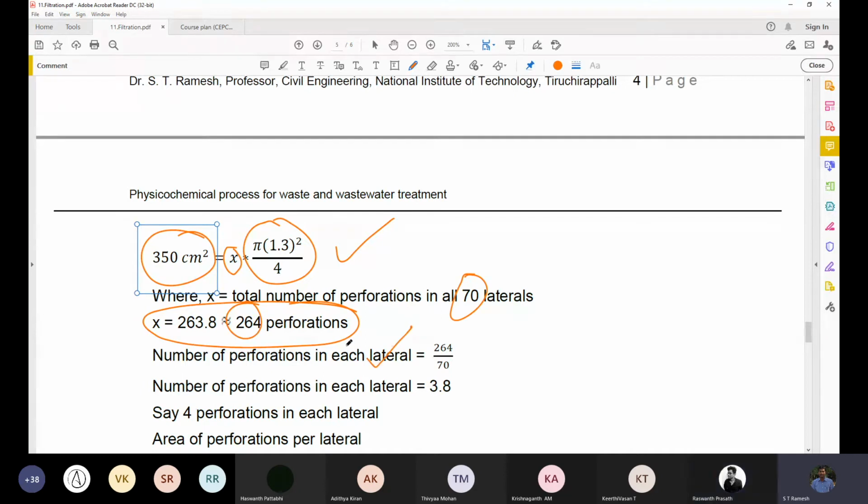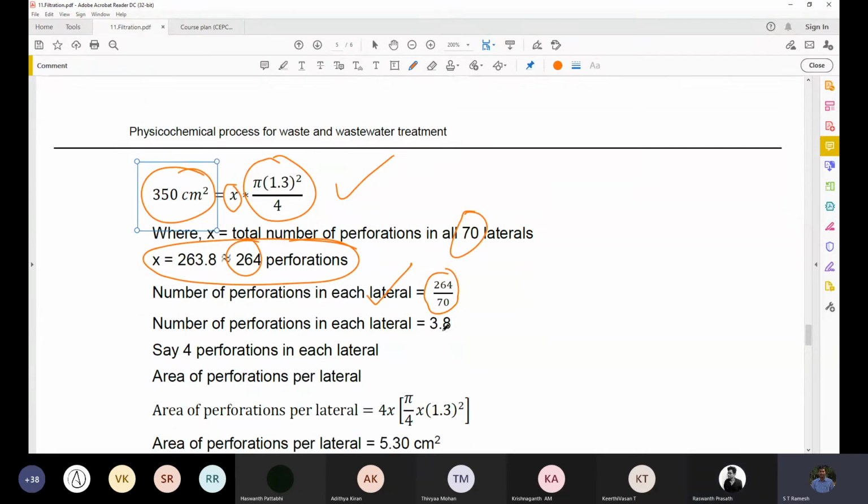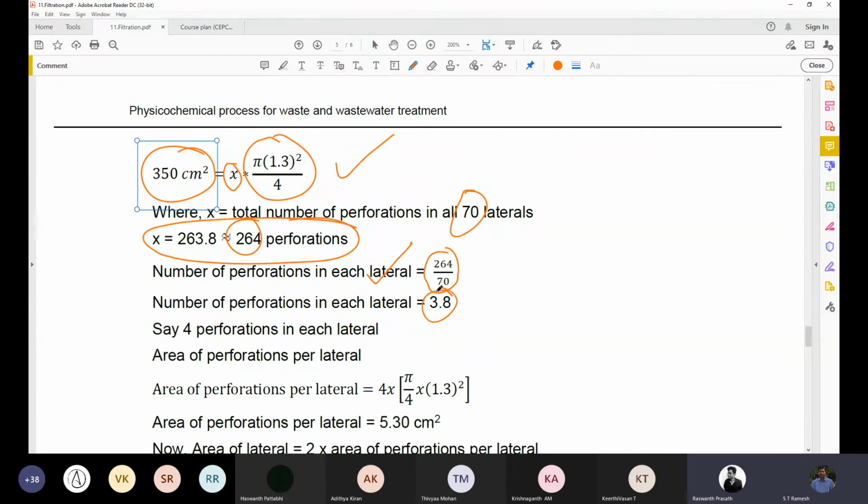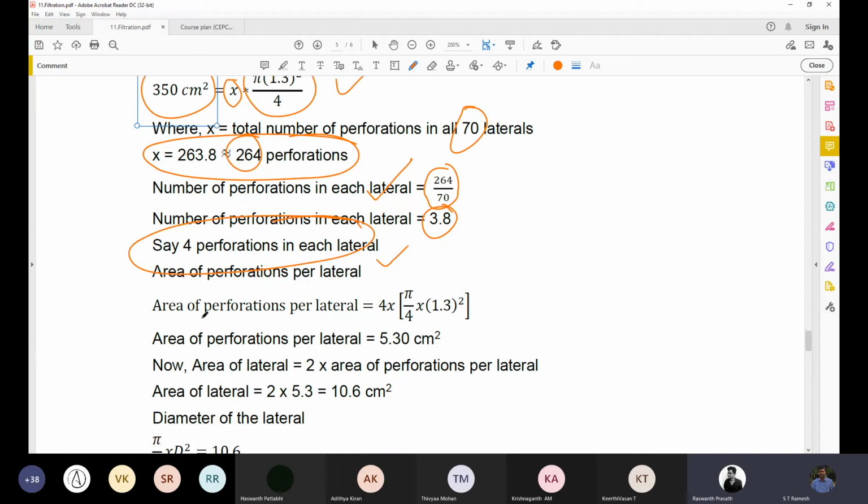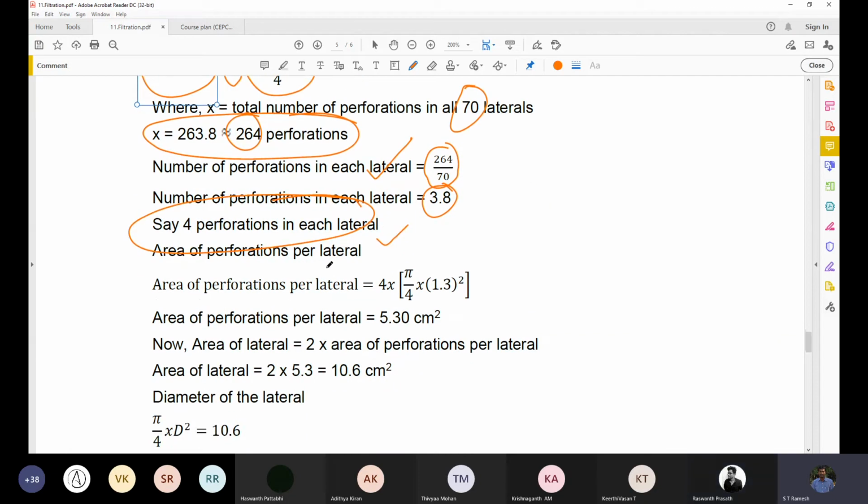Then we can find out the number of perforations in each lateral. That is 274 by 70, so you may get 3.8. You can place 4 perforations in each lateral. Is it okay? Okay. Now you can find out the area of perforations per lateral, because I have 4 perforations in each lateral multiplied by the area pi by 4 into 1.3 square. Thereby the area of perforations per lateral is equal to 5.3 centimeter square.